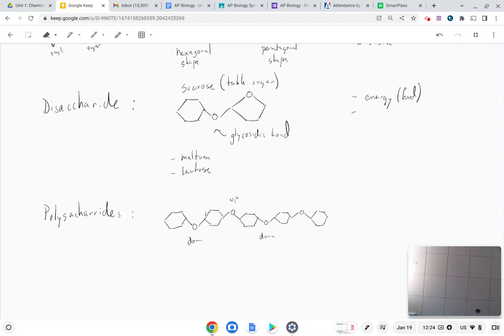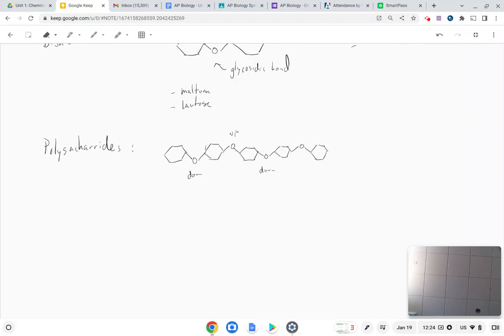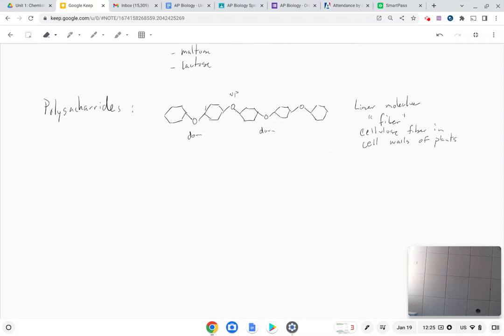And what that does is it creates a linear molecule. And it forms fiber, right? Specifically cellulose fiber in the cell walls of plants. That's where that is found. It has a high tensile strength, so it's a very, very sturdy molecule.